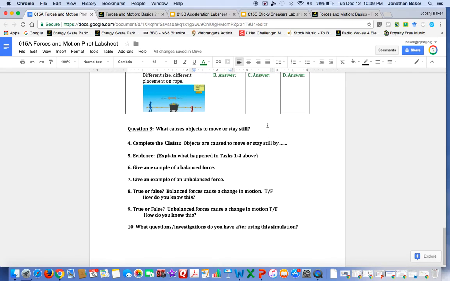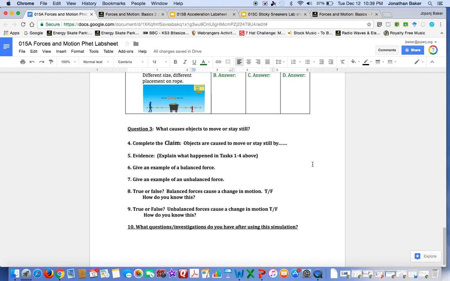okay? And this is where you want to use whatever evidence you gleaned, whatever you noticed from the different simulation tasks to answer it. So question 3, what causes objects to move or stay still? You can go ahead and start to answer that, but you want to use this claim here. So complete the claim, okay? And the claim, of course, from other classes like language arts, it just means what's your argument going to be about, what's your thesis going to be. So in this case, you could start out by saying objects are caused to move or stay still by what? By ice cream, SpongeBob, that sort of thing.